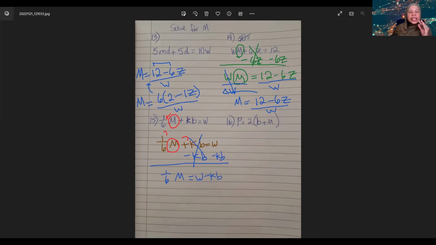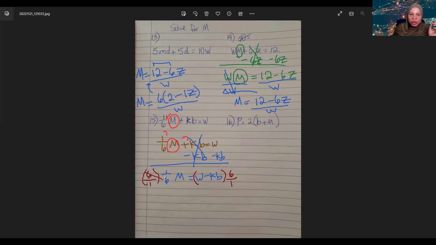Okay. Now you have the 1/6 with the M. Now, when you have a fraction with the variable, to get rid of it, what you can do is multiply by the reciprocal. The reciprocal of 1/6 is 6/1, which is 6. Okay. But we're doing reciprocal, so we're going to put the 1 there. Okay, whatever you do on one side, you do on the other side. So since this is two parts, I'm going to put that in parentheses, because I want the 6/1 to be attached to the entire parentheses instead of being attached to one part.